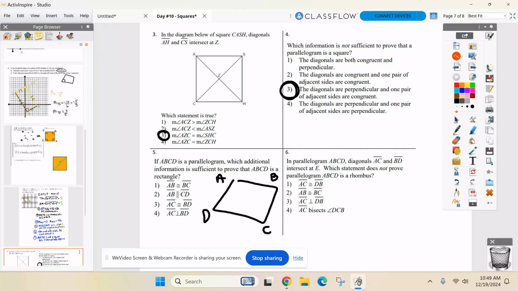Okay, let's go. Hold them up. What do we got? Let's take a look around. Correct. It is 3 because that gives you diagonals congruent. That is a rectangle property. Good.